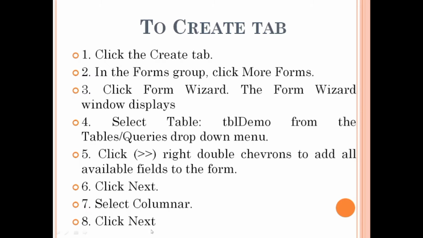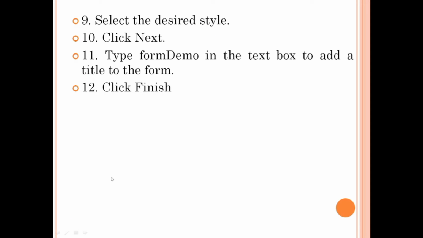Then after that click on the Next button, then select the desired style. From here you can select the style of your font, then click on the Next button, type the form demo in the text box to add the title of the form. From here you can give the title to your form, then click on the Finish button. So here are a few steps that you need to follow if you want to create a form in your database.